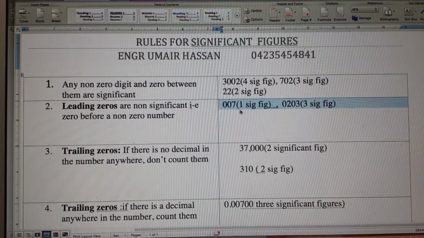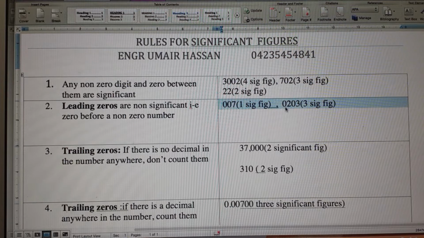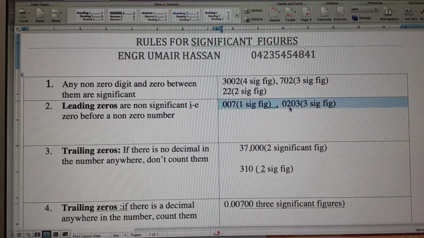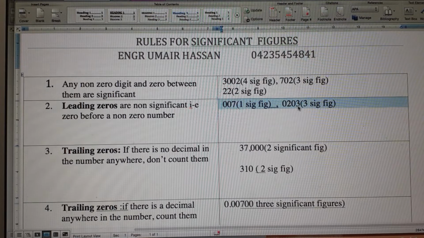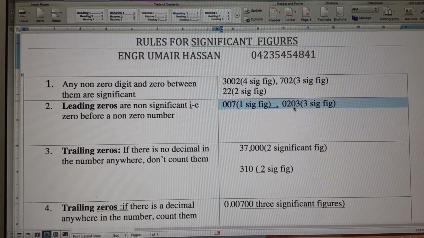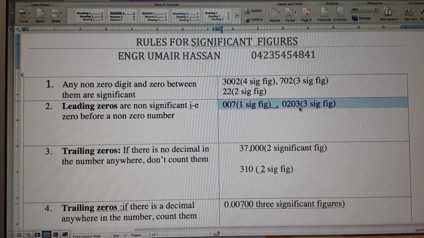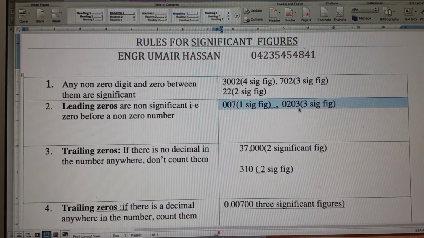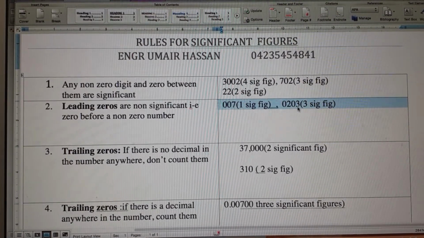Similarly, if you observe the number 0203, we have a zero which is before a non-zero number, that is 2. This zero is a leading zero, and it will not be significant. However, the 0 falling between two non-zero numbers is significant. So in this case, we have three significant figures. 2 is significant because it is non-zero, 3 is significant because it is non-zero, and this 0 is significant because it is between two non-zero digits.